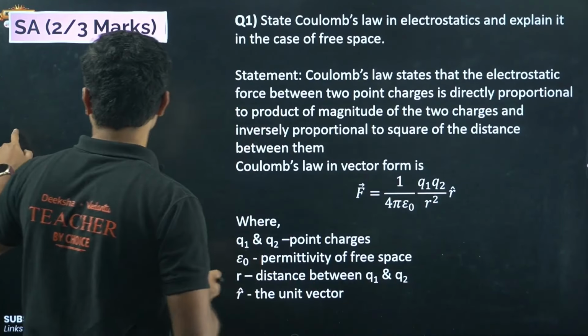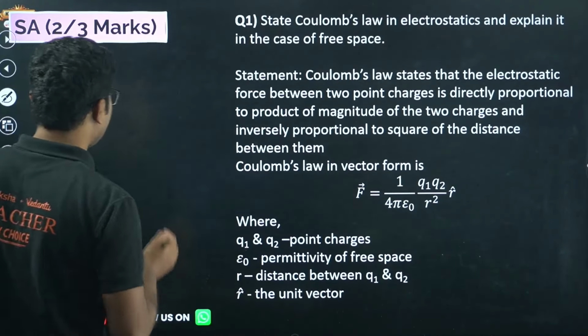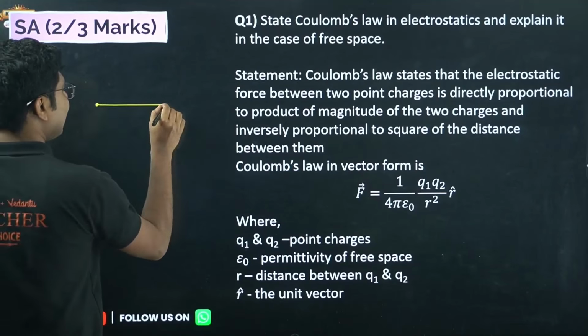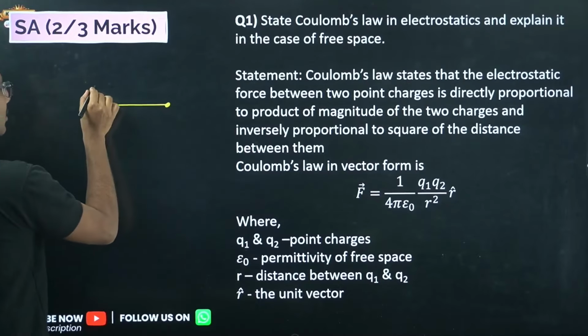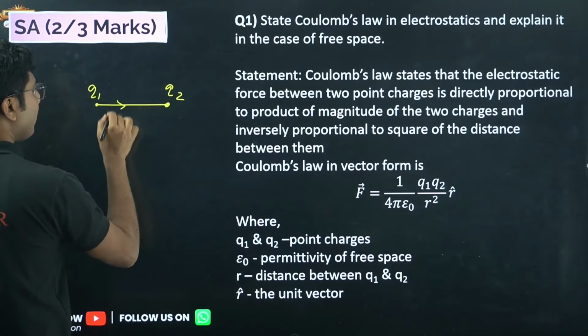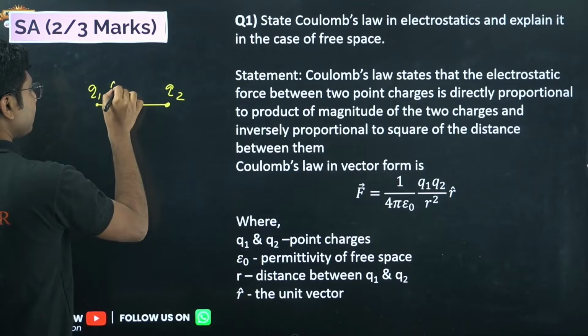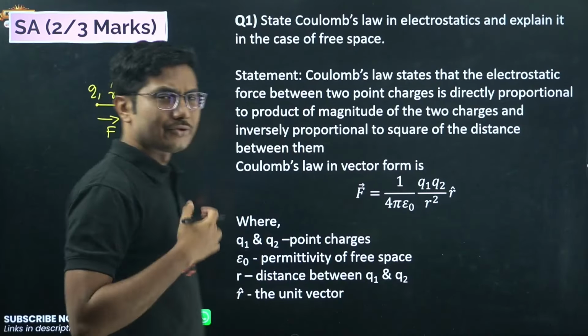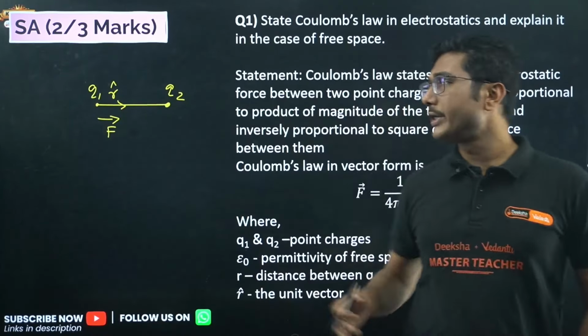Now if the question comes in vector form, the diagram is necessary. So what is the diagram? Nothing special, the only thing you have to show is that this is q1, this is q2, okay, this is your force and this is your r cap, okay? So this is the simple diagram. If you draw it, that's sufficient.